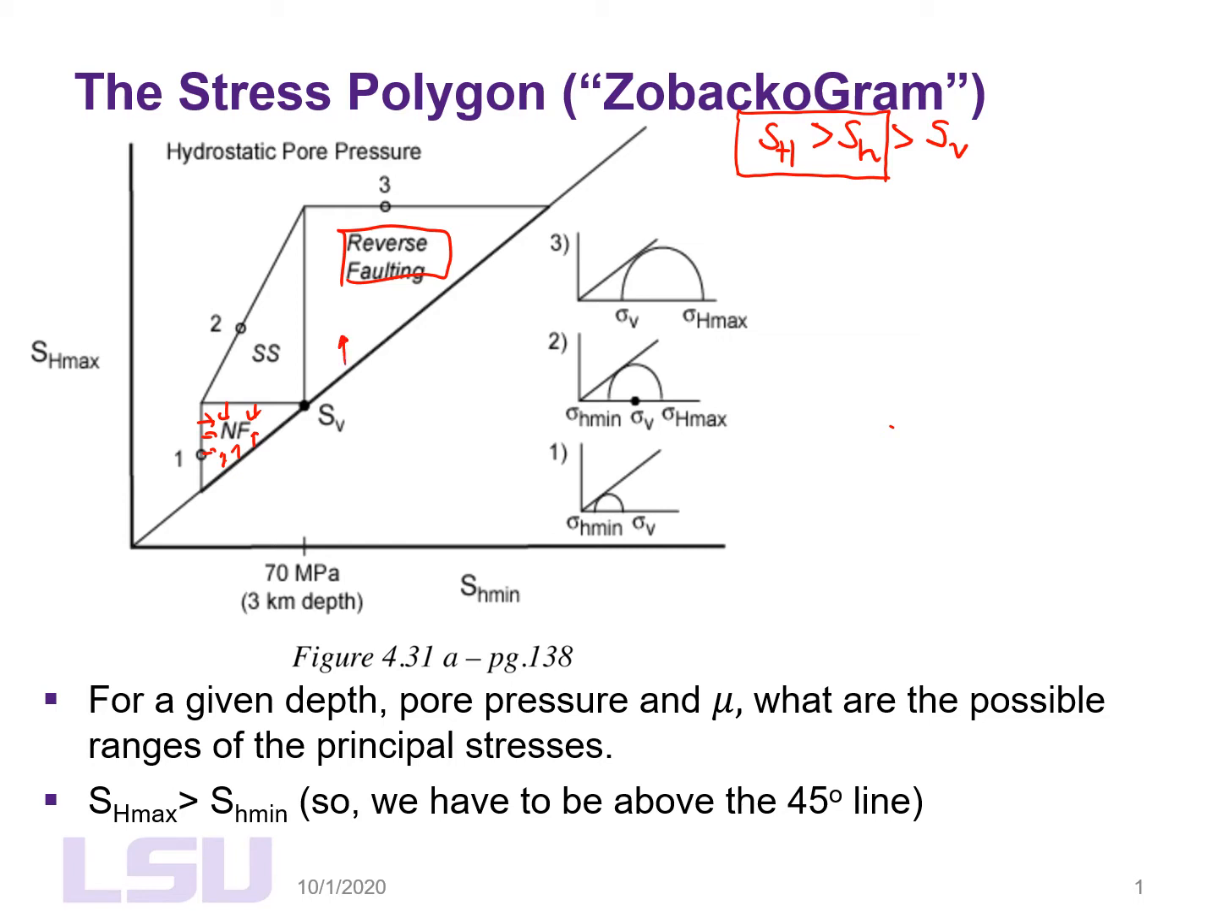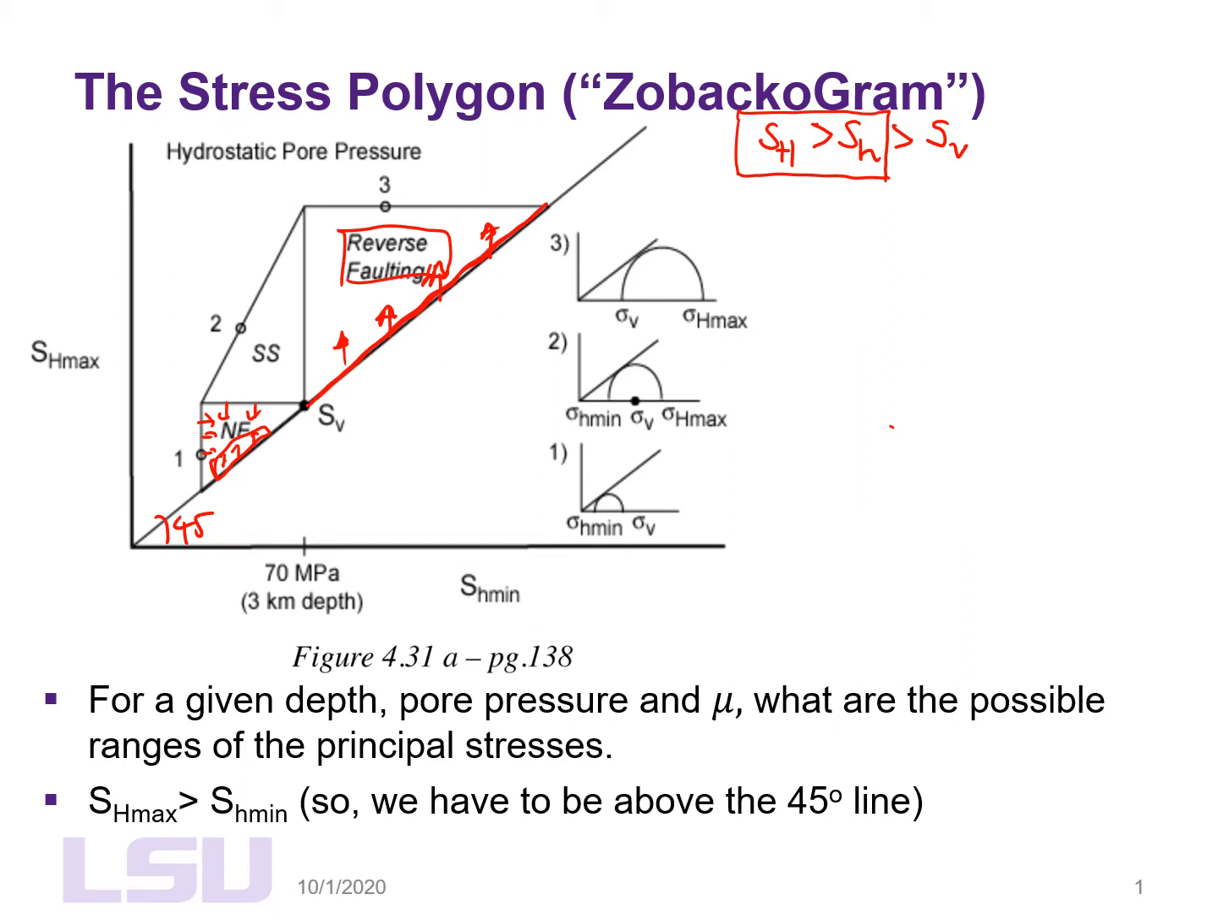It's pretty much similar to this, which I discussed previously. Because this line is a 45-degree line, for SH max to be greater than SH mean, you're going to have to be above that line, because on that line, SH max equals SH mean. So that's how you get this part.